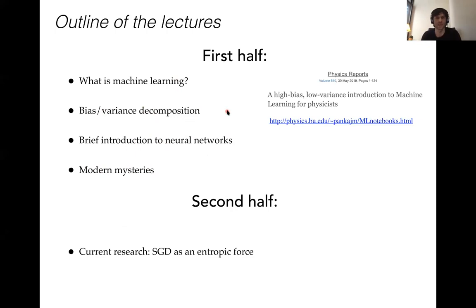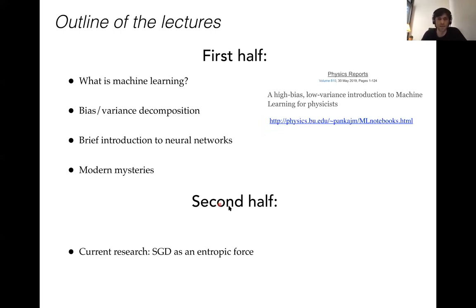I also want to emphasize that a lot of the first part of this lecture is taken from a review article that my colleagues and I wrote last year, an introduction to machine learning for physicists. It's fairly long, but we tried to be as concise as possible while introducing core concepts. It also comes with around 20 Jupyter notebooks that allow you to reproduce a lot of the figures and experiments that are in the paper, and I encourage you to take a look at those and play around with them.